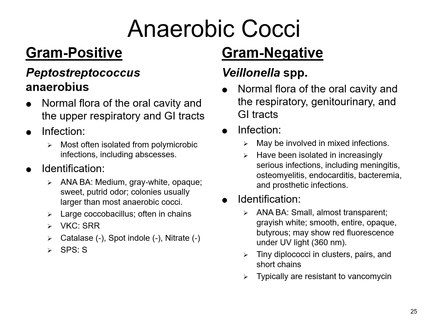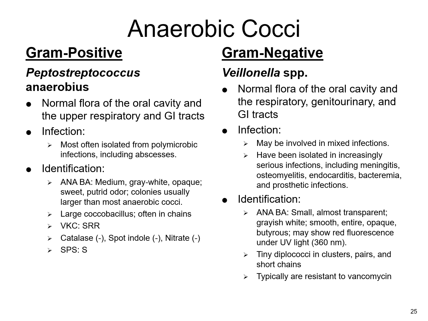The last organisms we're going to discuss are our anaerobic cocci. And so this can be divided into gram-positive and gram-negative. Now again, there are other organisms that are anaerobic that we've not covered, but these are the ones that we're going to see most often in our clinical setting. So our gram-positive anaerobic cocci includes the Peptostreptococcus anaerobes. And this is normal flora of the oral cavity, upper respiratory tract, and GI tract.